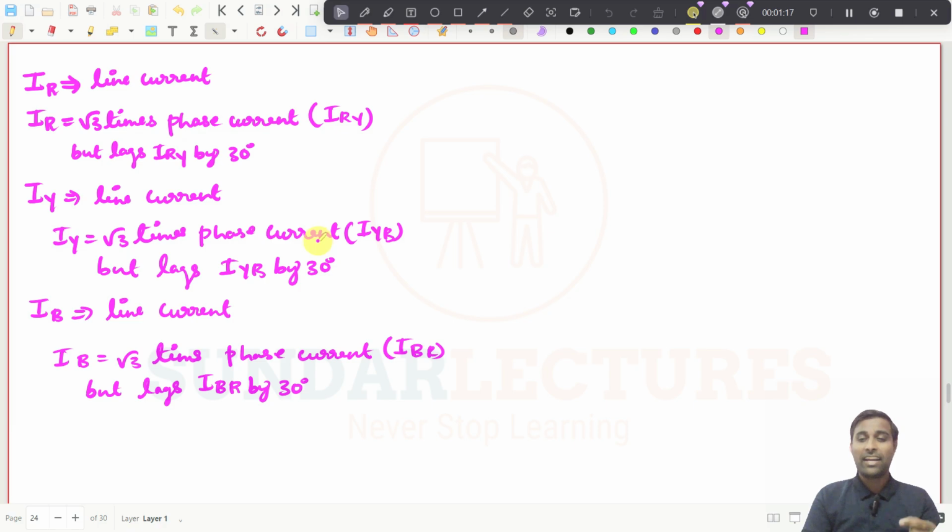But here it lags the phase current by 30 degrees. Try to understand. There it leads, here it lags, right? So this is the difference.